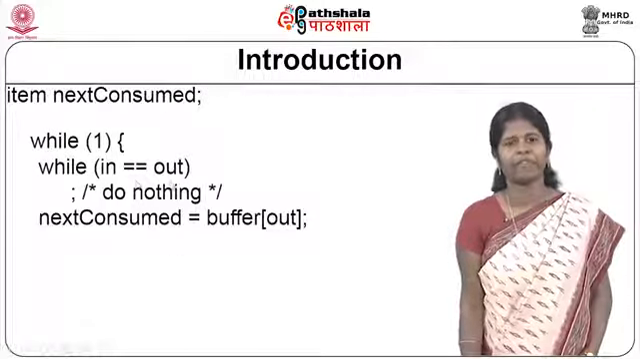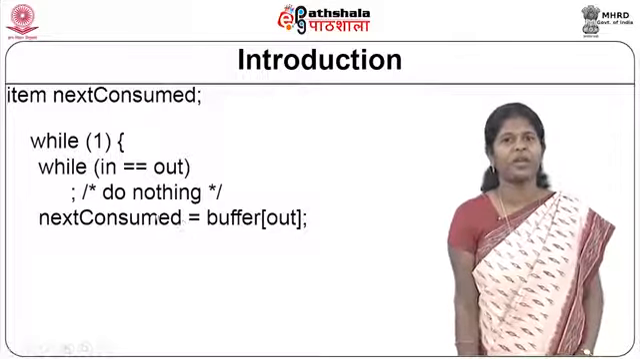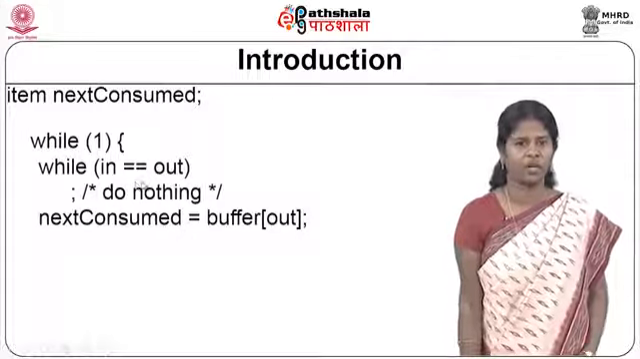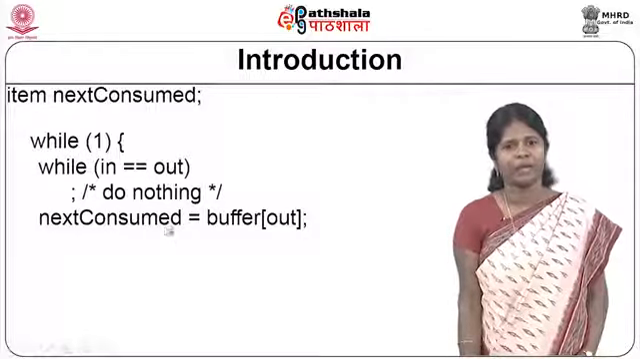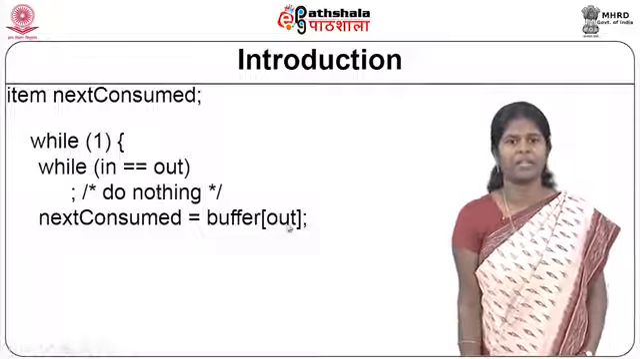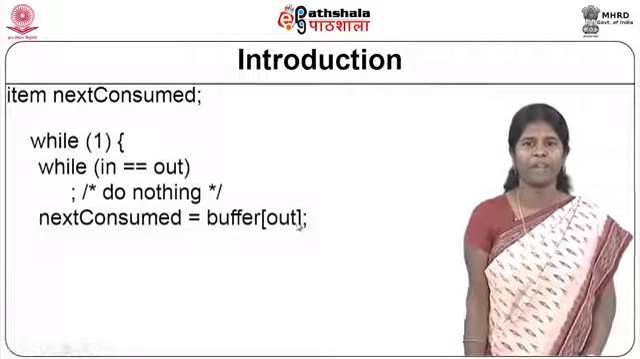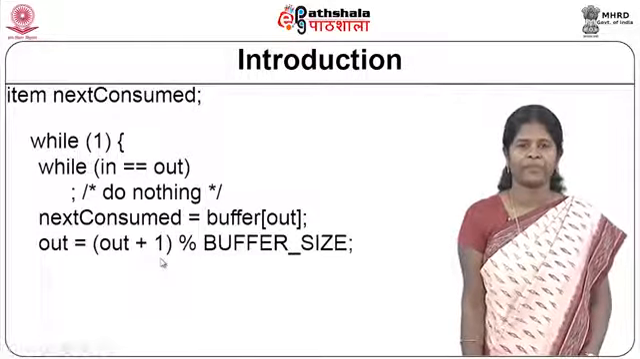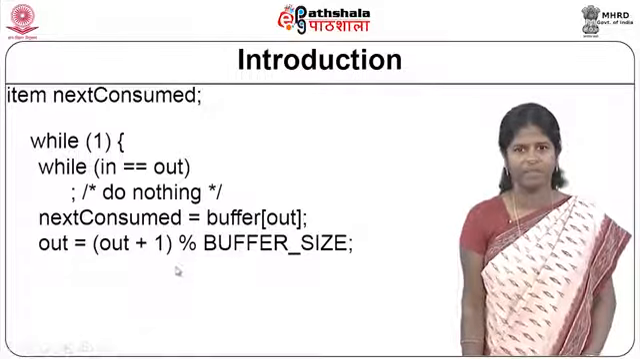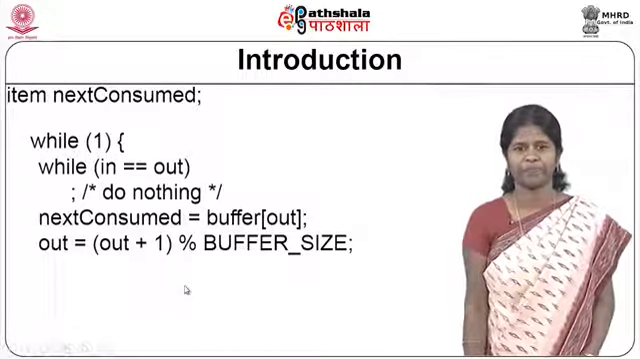For the consumer, the code will look something like this. It will first check if in is equal to out. If in and out point to the same location, then it means that the consumer cannot consume, the buffer is empty. And if the buffer is not empty, then it can remove the item that is placed in the buffer pointed to by the out pointer and it is consumed by the consumer. After consuming an item from the buffer, the out pointer is incremented.